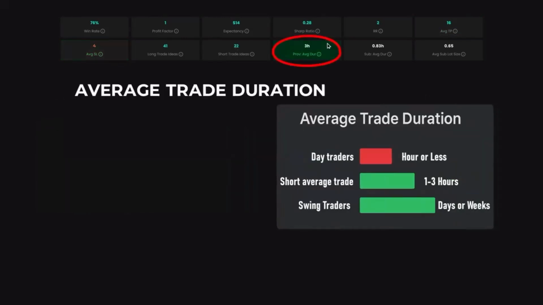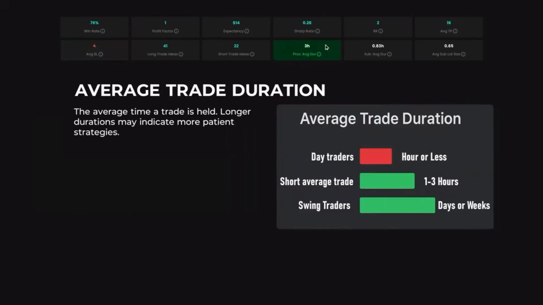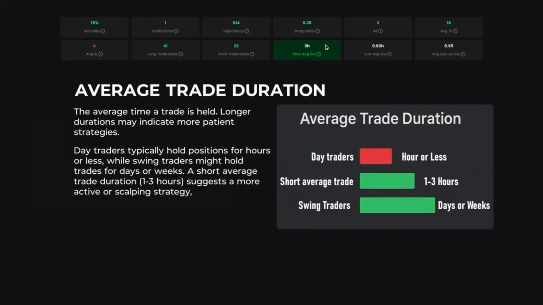Average trade duration. The average time a trade is held. Longer durations may indicate more patient strategies. Day traders typically hold positions for hours or less, while swing traders might hold trades for days or weeks. A short average trade duration, 1 to 3 hours, suggests a more active or scalping strategy, while longer durations indicate a more patient, trend-following approach.